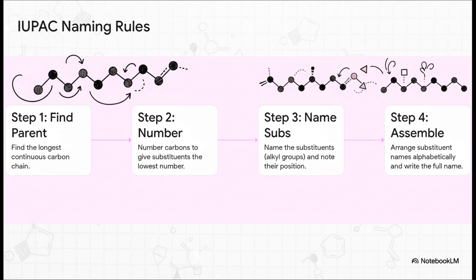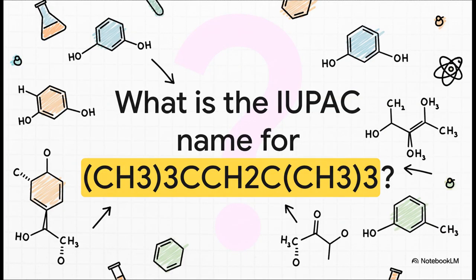It really just comes down to these 4 simple steps, okay? Step 1, find the longest continuous carbon chain. That's your parent chain. Step 2, you got to number the carbons, and the trick is to start from the end that gives any branches or substituents the lowest possible number. Step 3, name those branches, the alkyl groups, and write down their position number. And finally, step 4, just arrange all those substituent names alphabetically and write out the full name. See? Easy peasy.